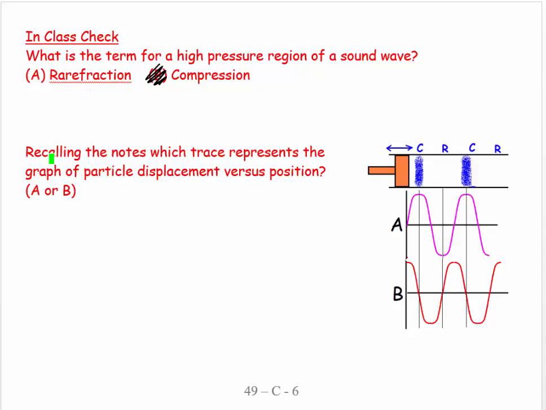And then the second part is recalling the notes. Which trace represents the graph of particle displacement versus position? You can see that there's my compression and there's the maximum, so that's going to be a pressure. And if that's the pressure, this is going to be the displacement. So what am I looking for? Displacement versus position. This would be B. So two nice conceptual questions from this bit. There we have it.